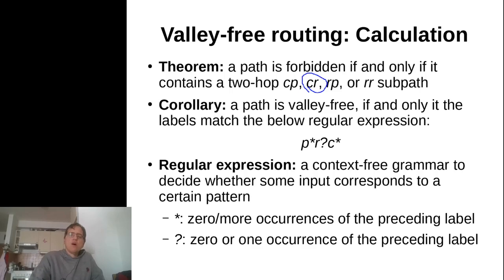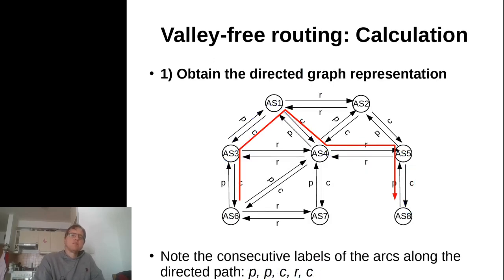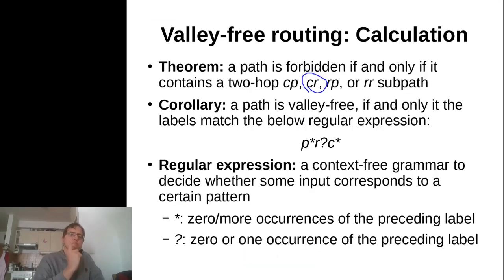And therefore, the blue path, the succession of P, P, C, R, C, is a forbidden path in this simple example. Okay, if you know what a regular expression is, then you can also use the regular expression form to decide whether a path is feasible or not.